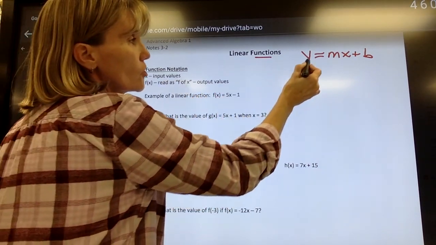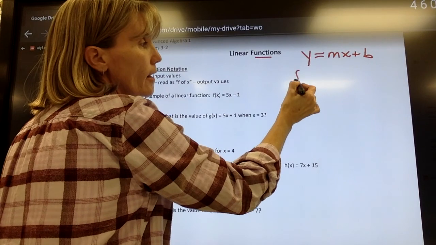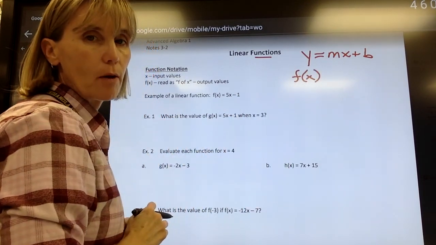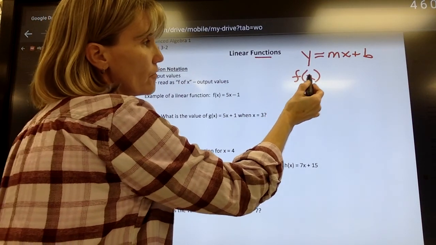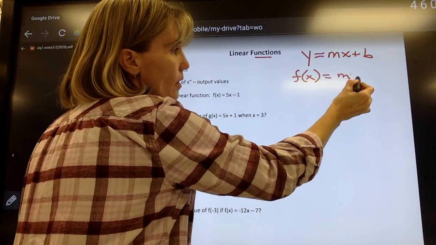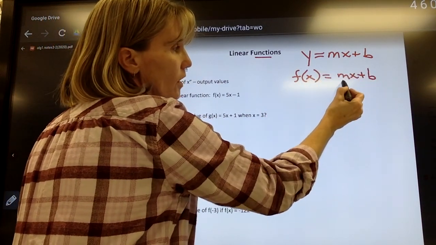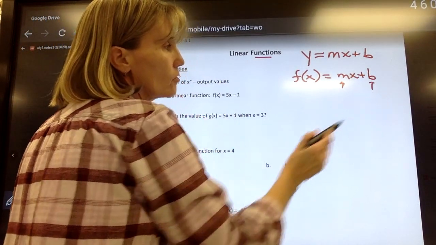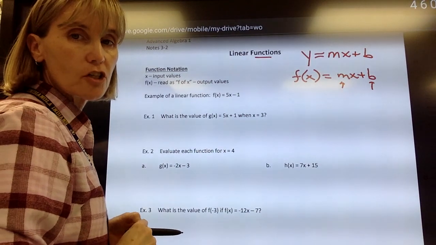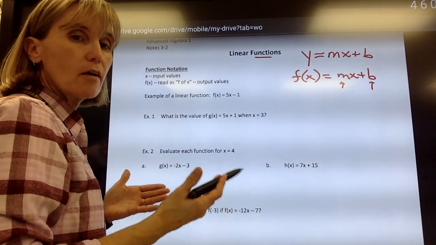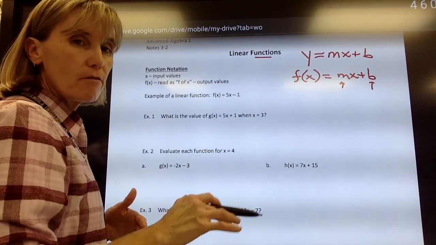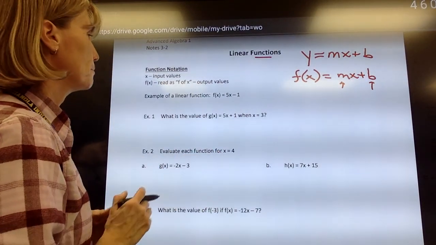Function notation just takes the y out of it and replaces it with what's called f of x, is how I would read that. It says f of x equals mx plus b. We still have a slope. We still have the slope of the line. We still have a y-intercept in our function notation. The only thing that I've done is I've taken out the y variable and replaced it with an f of x. And that f of x is just a different way to write it.